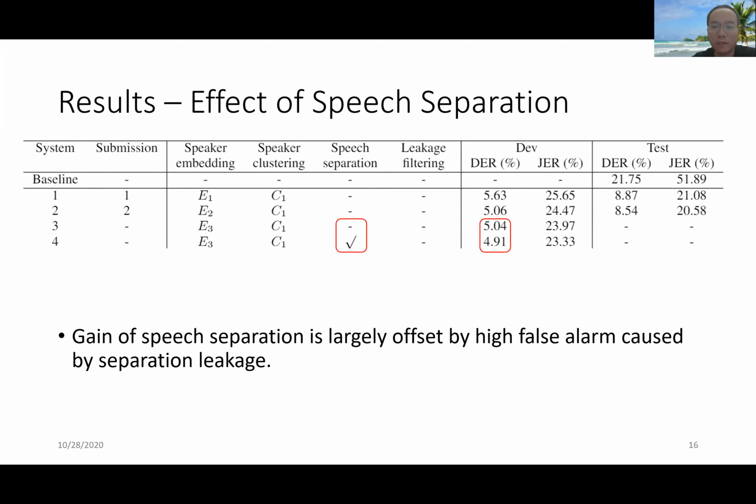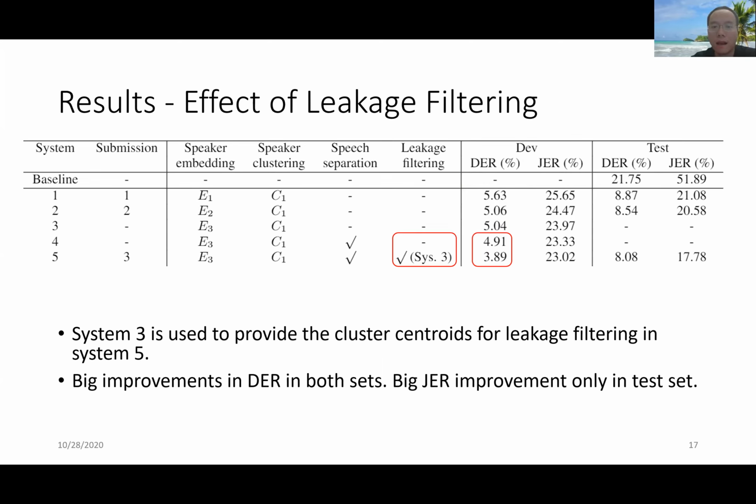Let's move on to the effects of the speech separation. System 4 applied speech separation but without leakage filtering. The gain of the speech separation is largely offset by the false alarm caused by leakage. After leakage filtering is applied, we see big improvements in DER in both dev and test sets. This shows the importance of the leakage filtering, at least for our system.